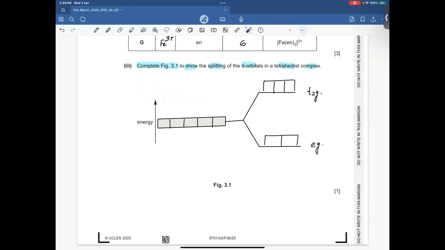Because ligands and orbitals exist between the axes, so they will experience more repulsion, which is why they will settle as the higher energy group. The other orbitals lie on the axis, while ligands in tetrahedral complexes exist between the axes, which is why they will experience less repulsion, so they will settle as a lower energy group. All right, we have discussed all these things in the class. Hope you remember that.